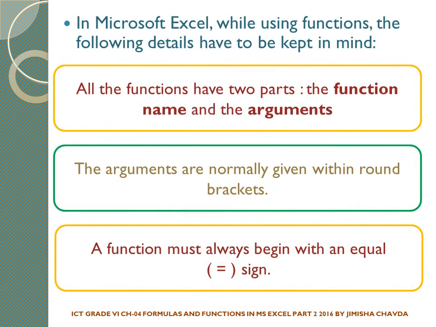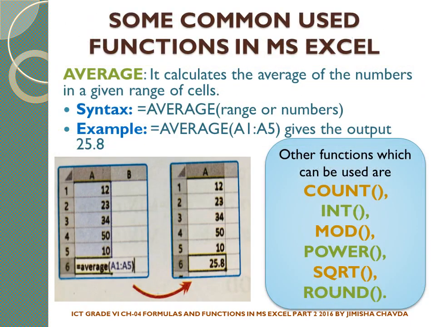In Microsoft Excel, when you are using functions, the following details have to be kept in mind. First, all the functions must have two parts, the function name and the arguments. Second, the arguments are normally given within round brackets. Third, a function must always begin with an equal to sign. Some commonly used functions in Microsoft Excel.